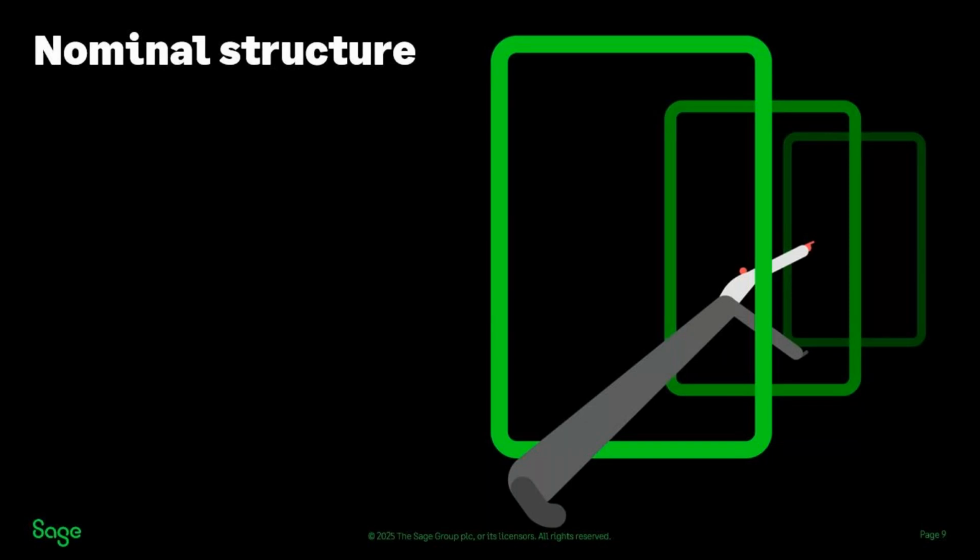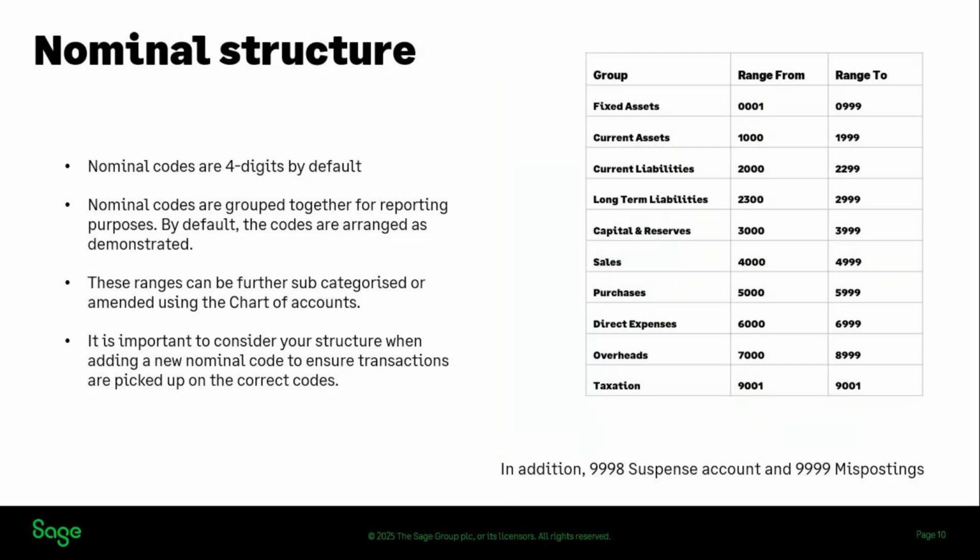So the nominal structure itself, standardized, default. What does it look like? And here it is. Nominal codes are 4 digits by default. You can't have more than 4 digits. I don't know why. It would get maybe confusing in the future. 4 digits, plenty enough we find in most standard nominal structures.